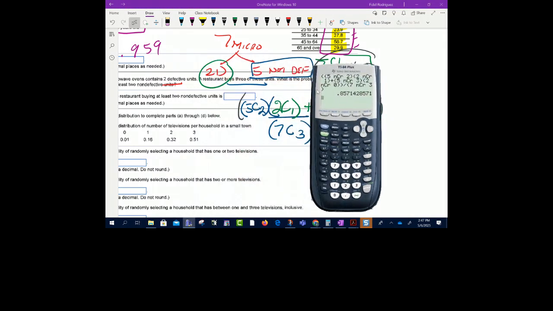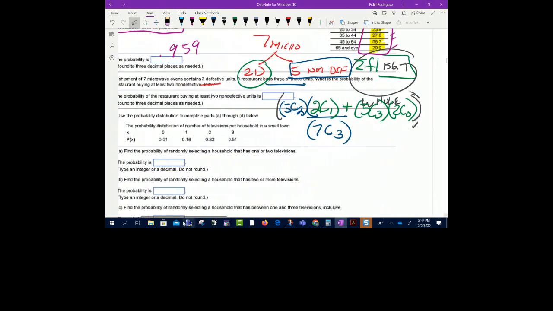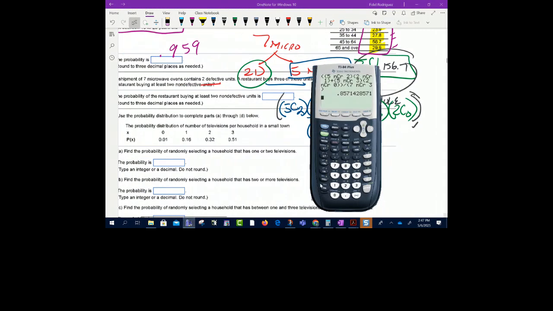And y'all, I believe they're asking me to go to 3 decimal places. And y'all, I'm coming up with a 0.857.